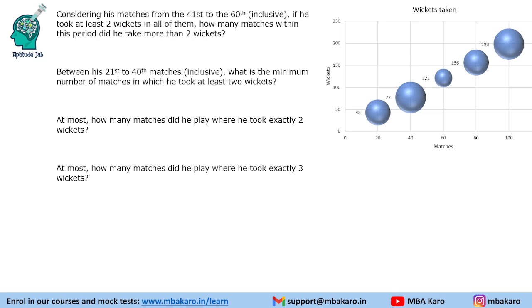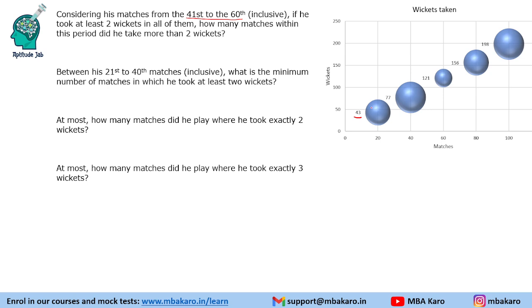Considering his matches from his 41st to 60th inclusive, if he took at least 2 wickets in all of them, in how many matches within this period did he take more than 2 wickets? Let us do one thing. Let us find the cumulative number of wickets over the 41st to 60th match.